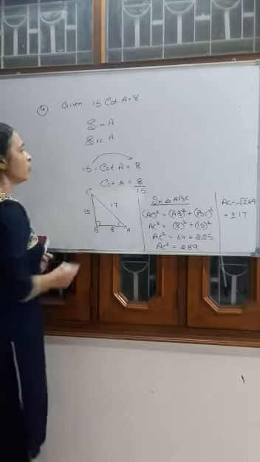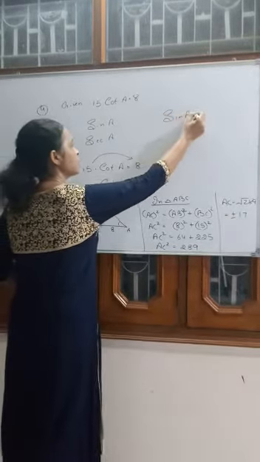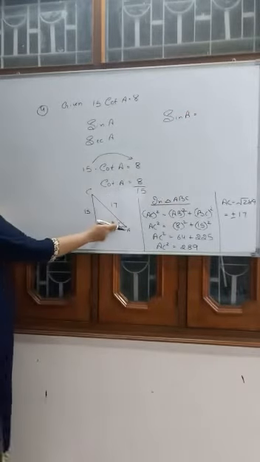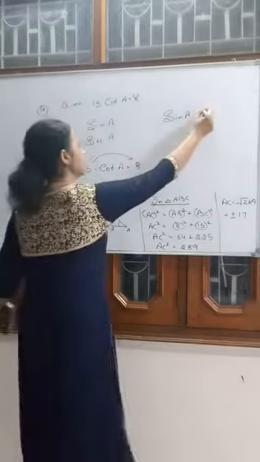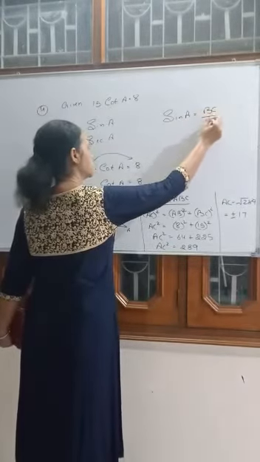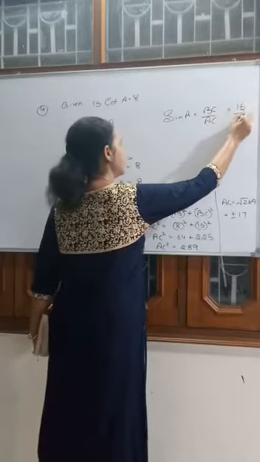Okay, what we have to find? Sin A. What will be sin A? Opposite side upon hypotenuse. Which is the opposite side of angle A? BC upon AC. That is 15 by 17.